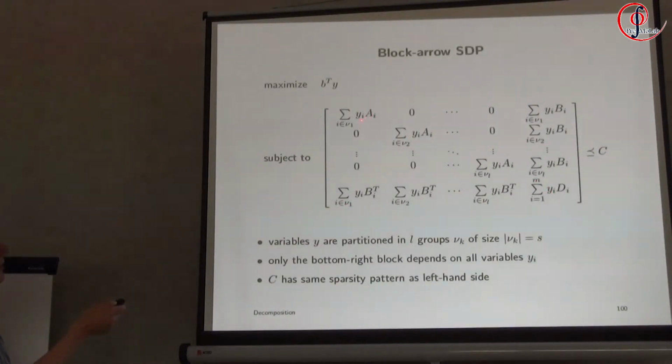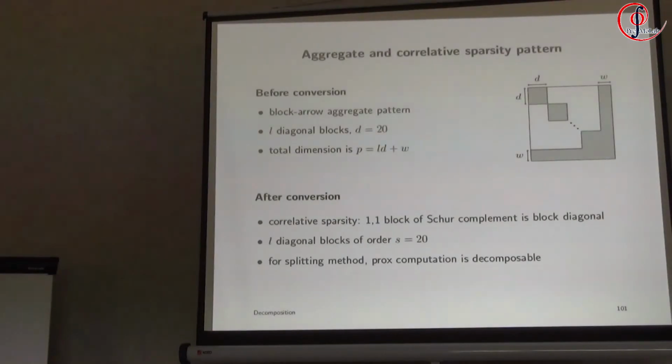Each of these sums involves different variables yi. So you have nu1, nu2, these are independent sets of variables. So it's almost decoupled, except that all variables appear in this last block. All variables y in this dual SDP formulation appear in this block. Otherwise it would be completely decoupled.